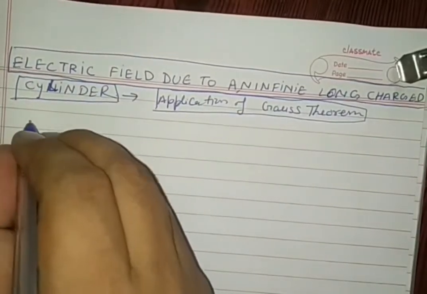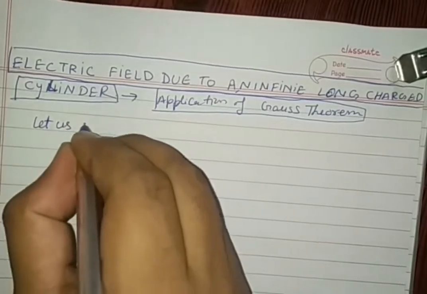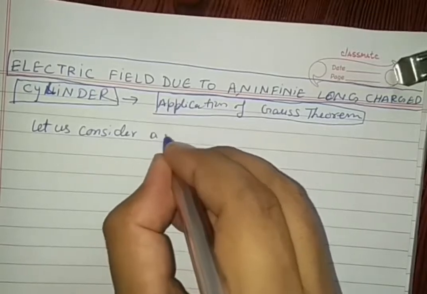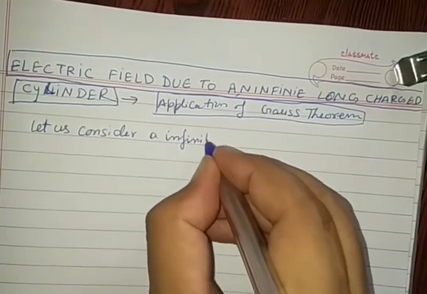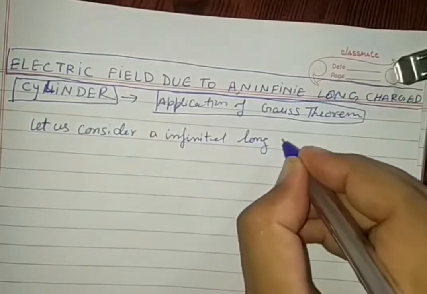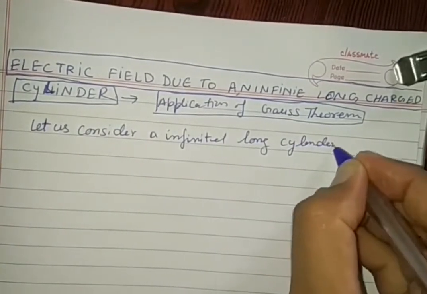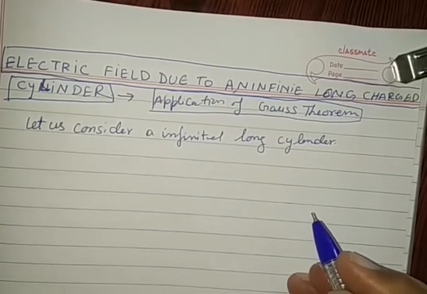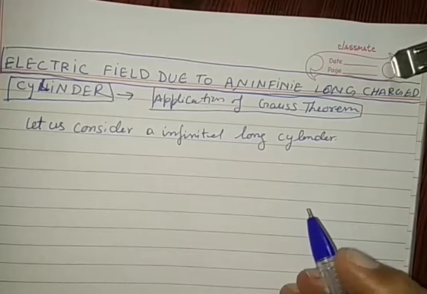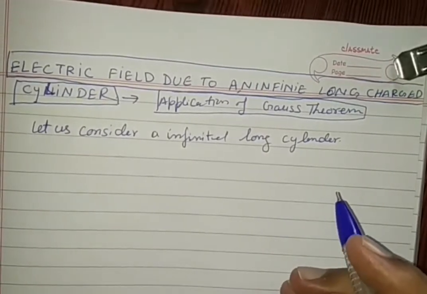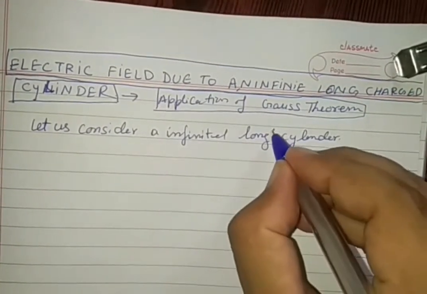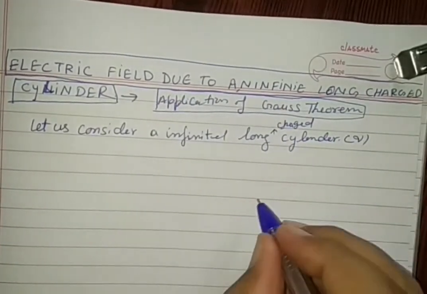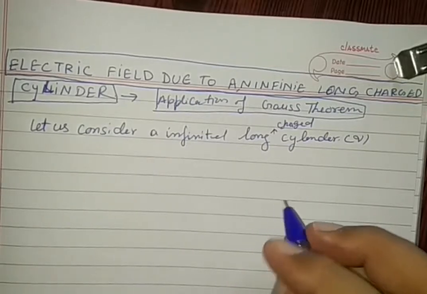So here to do this, let us consider an infinitely long cylinder, right? During this explanation, try to understand, student, what is meant here by an infinitely long charged cylinder. Infinitely long charged cylinder Q. See in the diagram, it will be clearly understood by you.